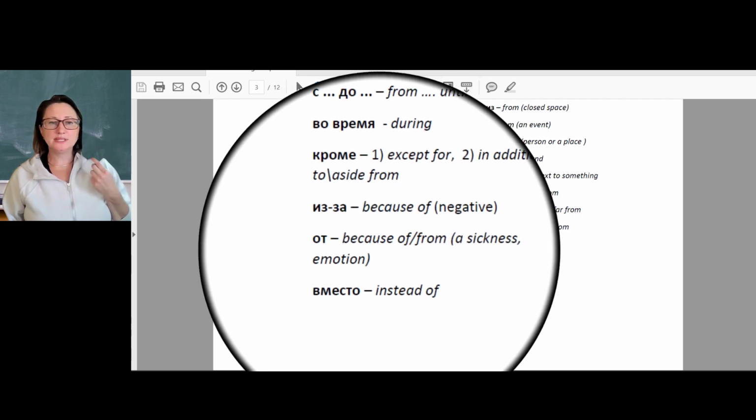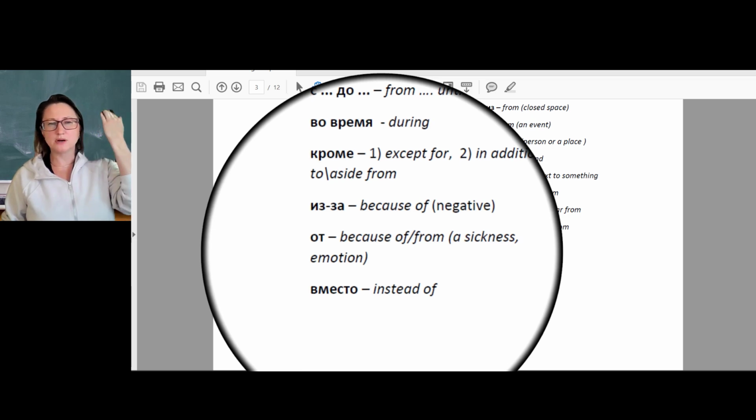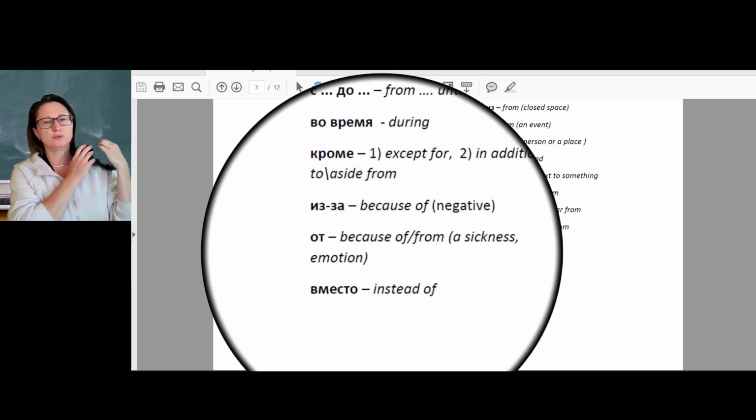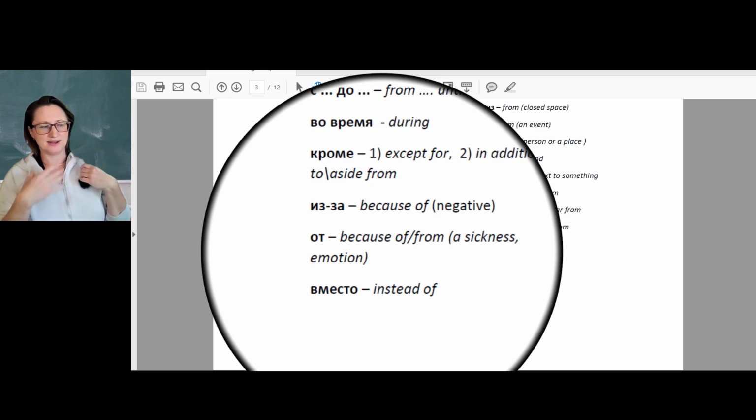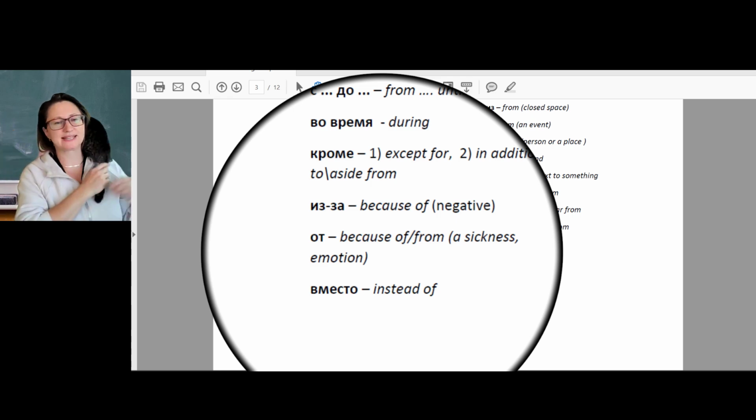Okay, the next one is от, which also means because of something, and usually it's used with because of a sickness or because of some emotion. Can be actually positive. I can say от радости, like from joy, I was so wild or something like that.